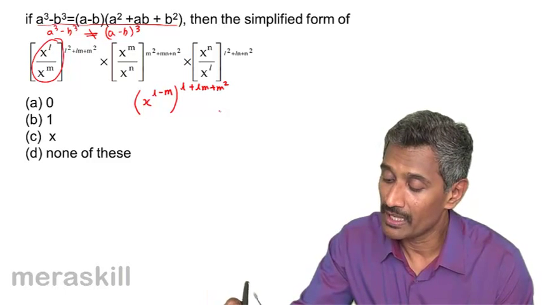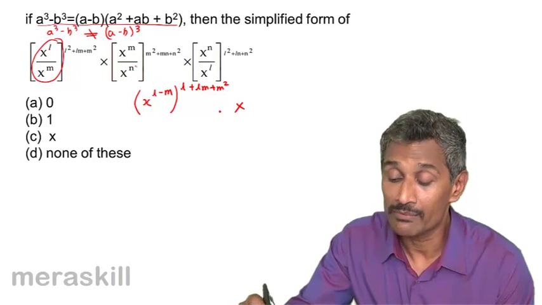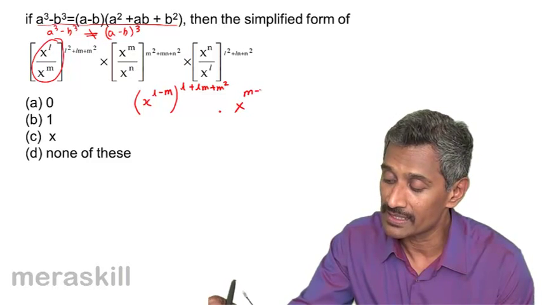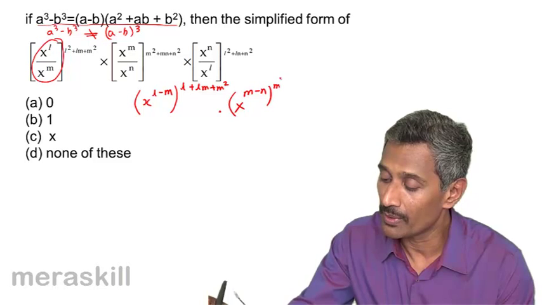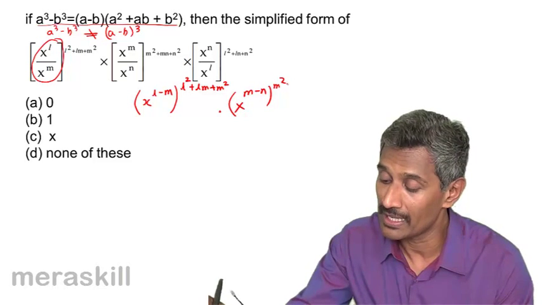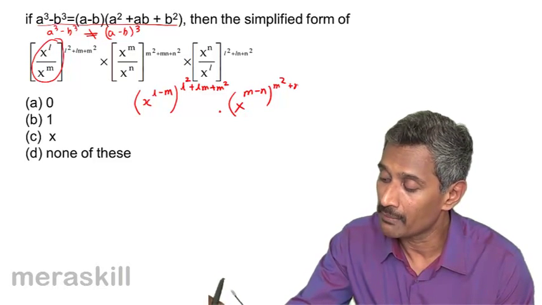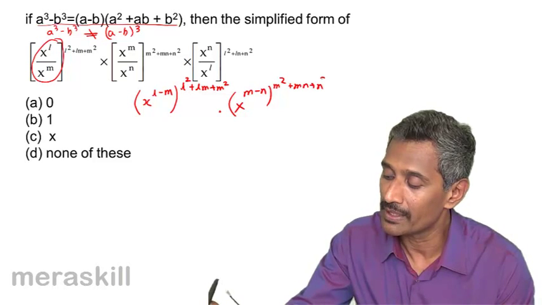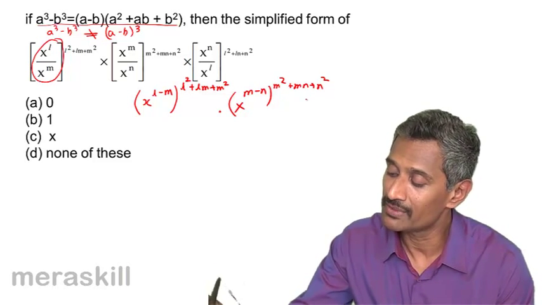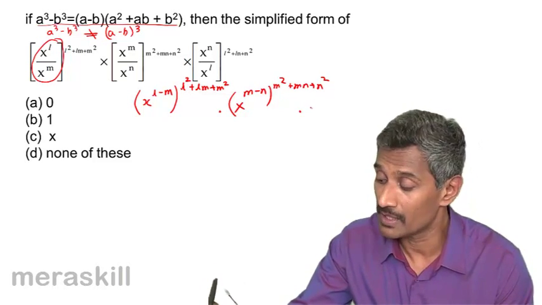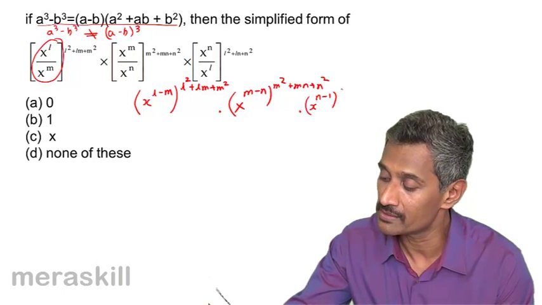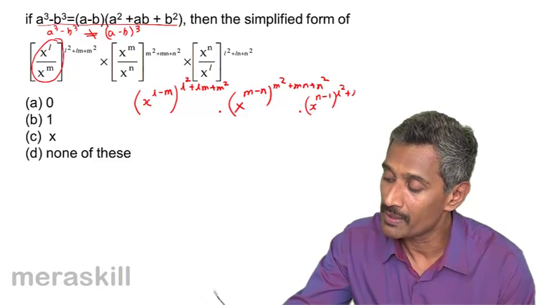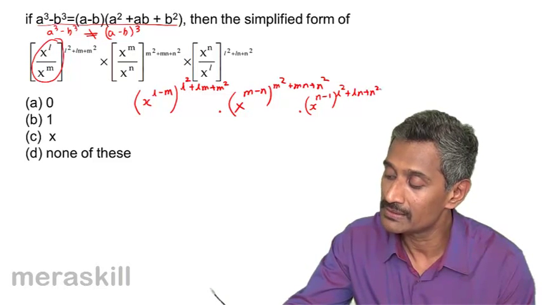Then next we have x raised to m upon x raised to n, which is x raised to m minus n, the whole raised to m square. Here it is, I'm sorry, m square plus mn plus n square. And finally we have this particular term, the last term, again it's x raised to n minus l, the whole raised to l square plus ln plus n square.